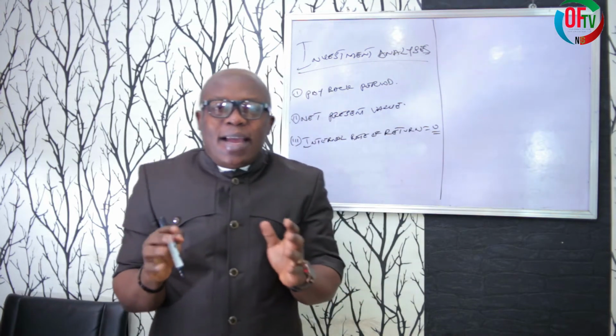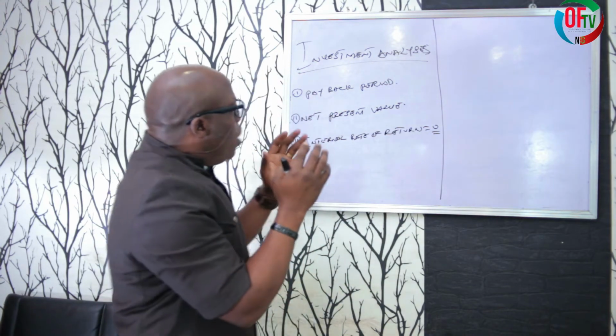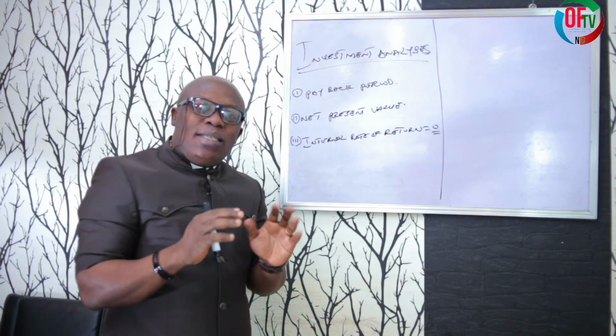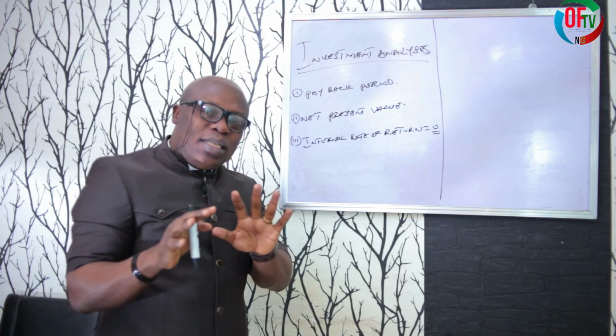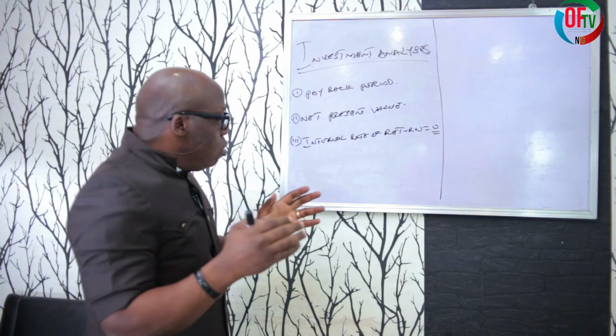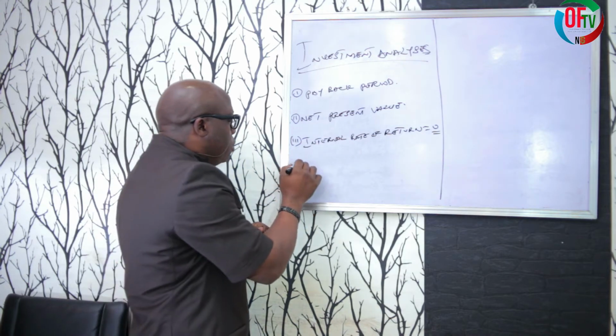But how do we analyze all these things? We look at it when we look at a project. We analyze it on the project: how viable is a project? Can we continue? Can we go ahead with the project? All these things are indicators.